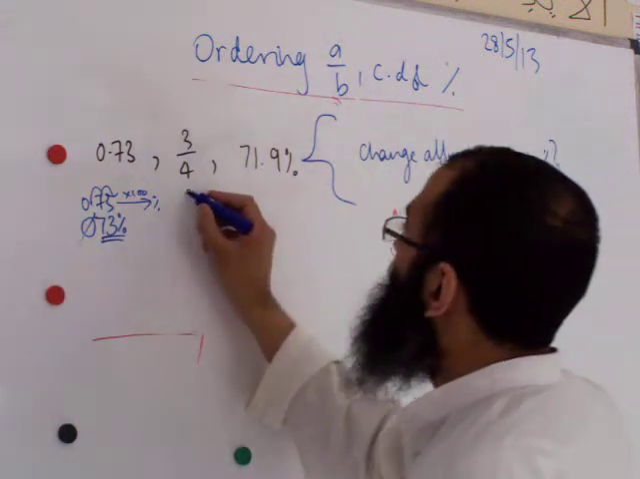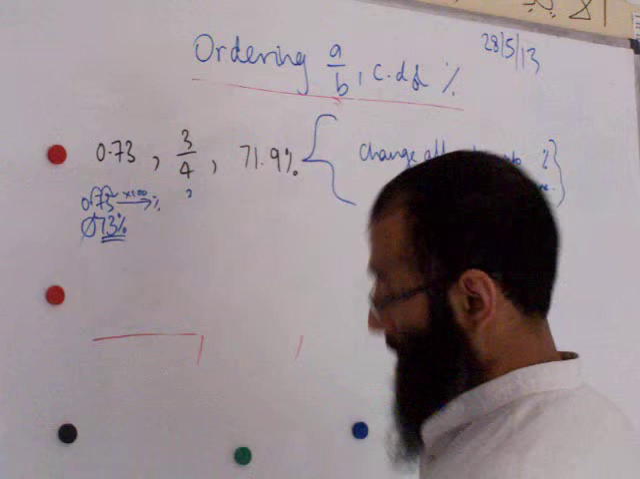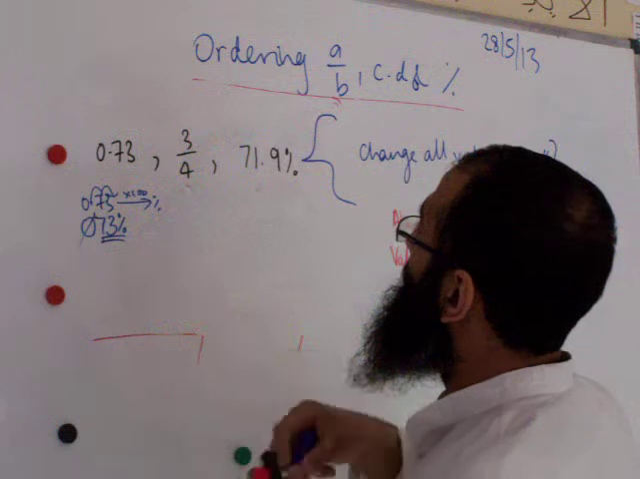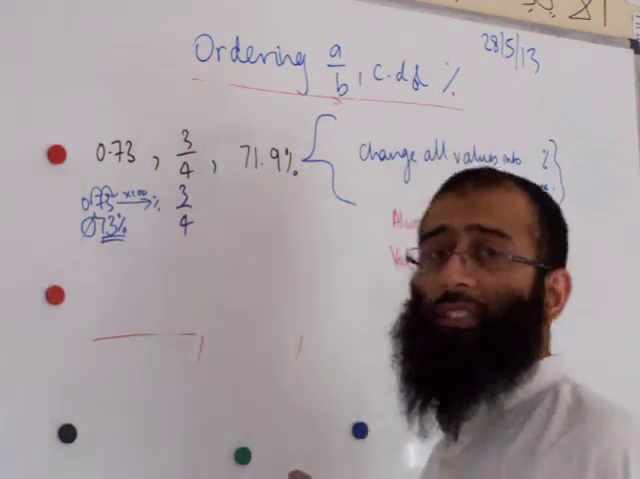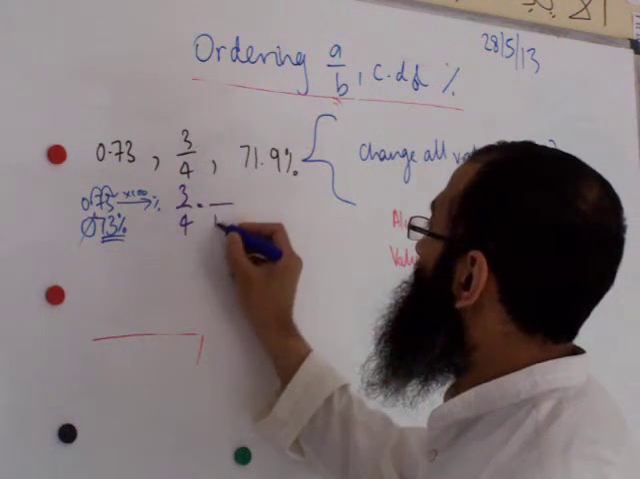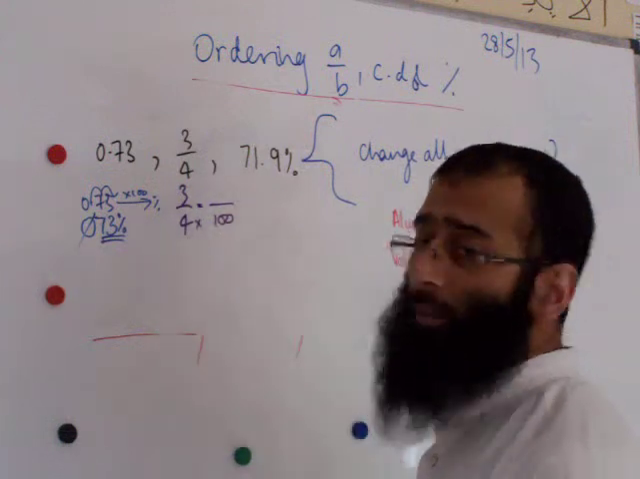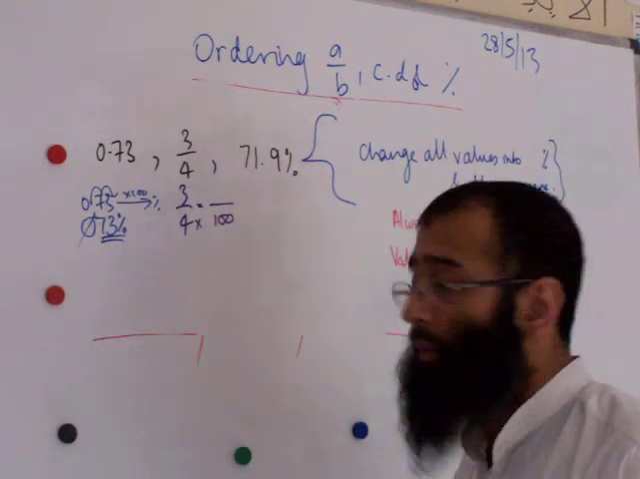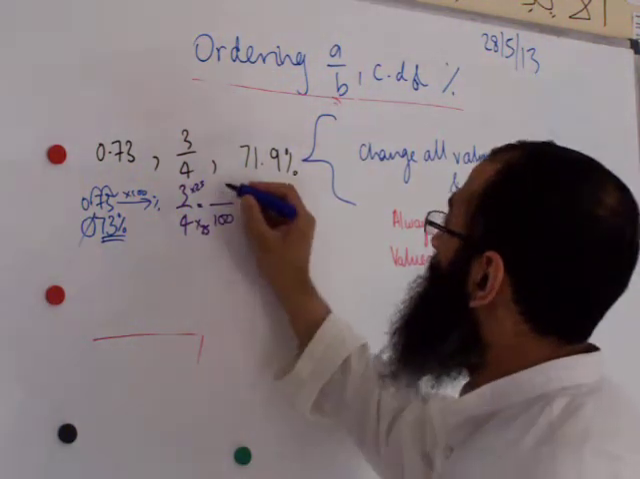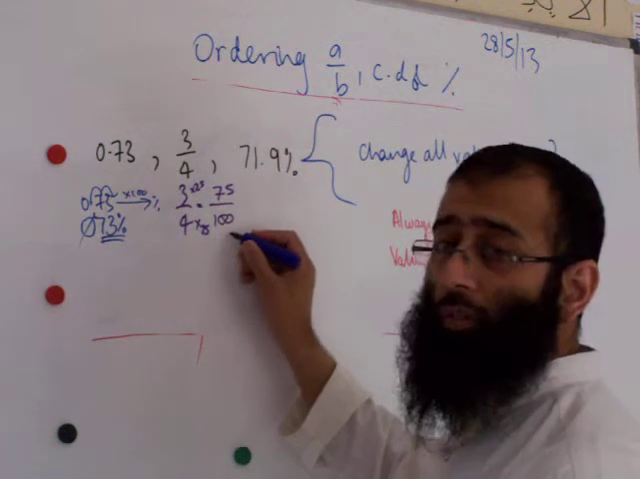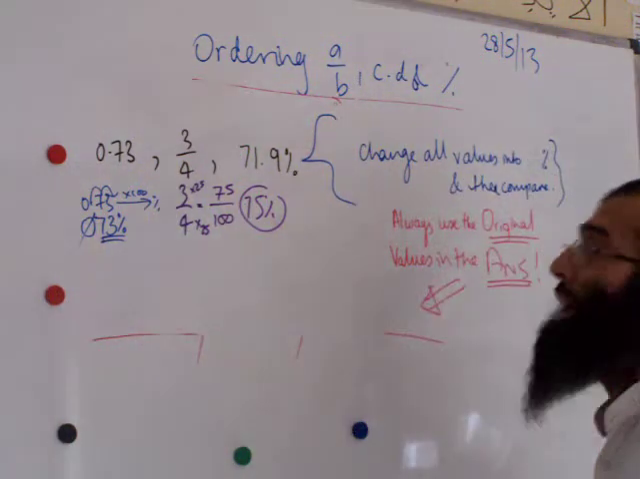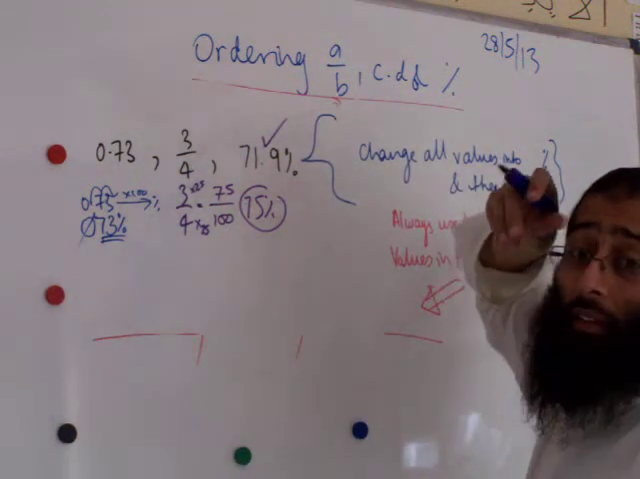Next one, we have 3/4. We want to change that into a percentage. Should we use the equivalent technique? So change it over 100. What do we times the 4 by to give us 100, Aaminah? Times by 25. Times the bottom by 25, times the top by 25. 3 times 25 is 75 over 100. The last number here we don't need to convert because it already is a percentage.